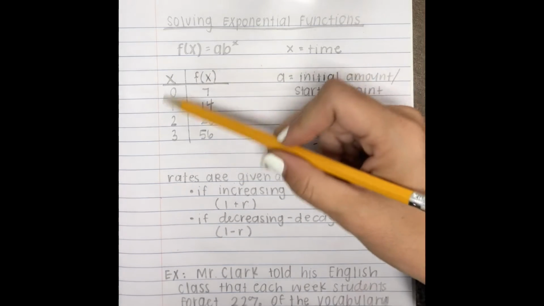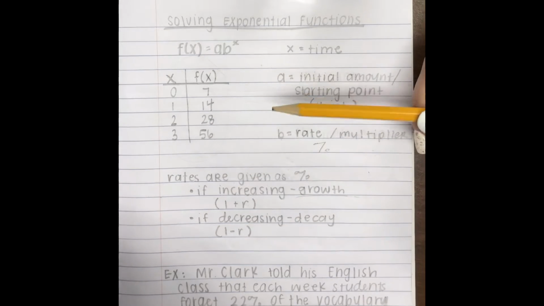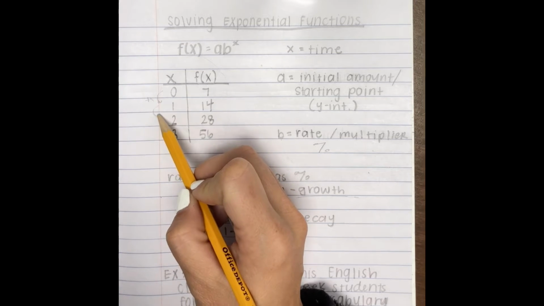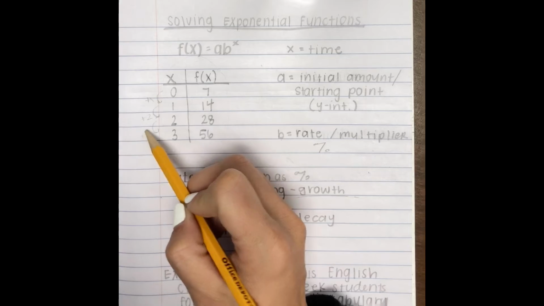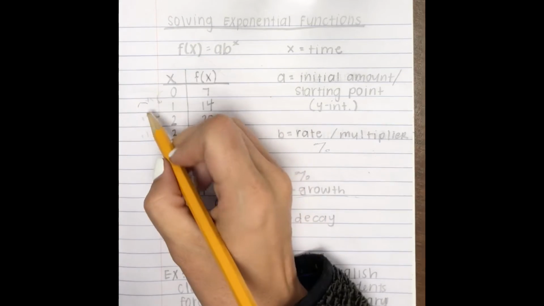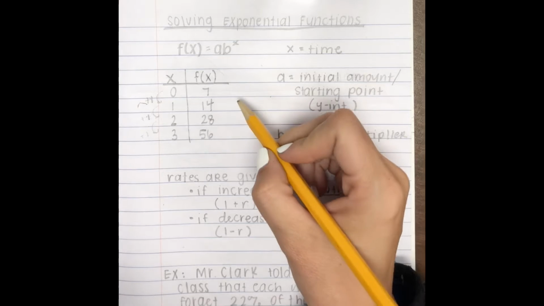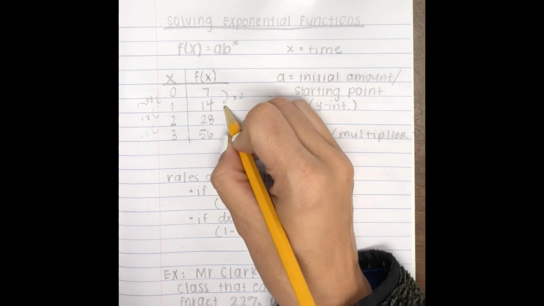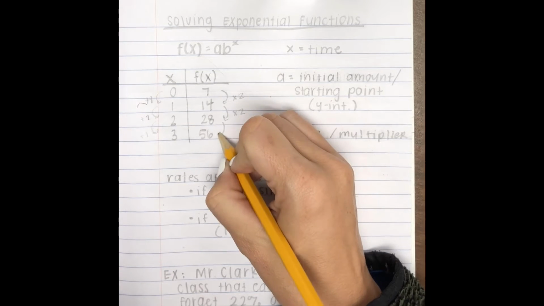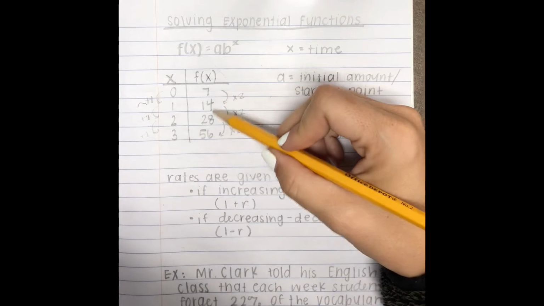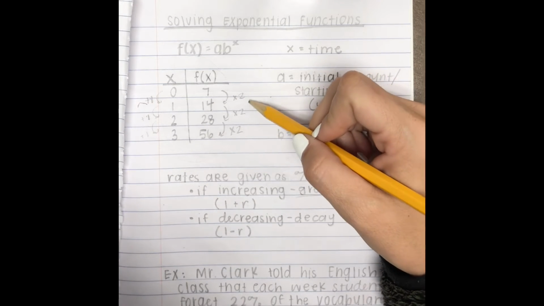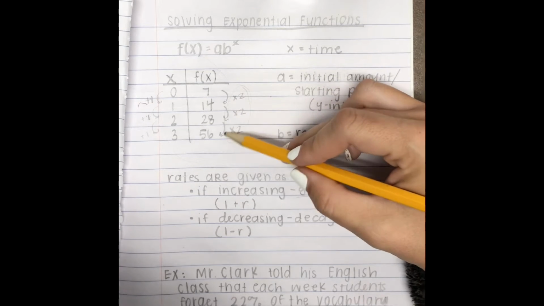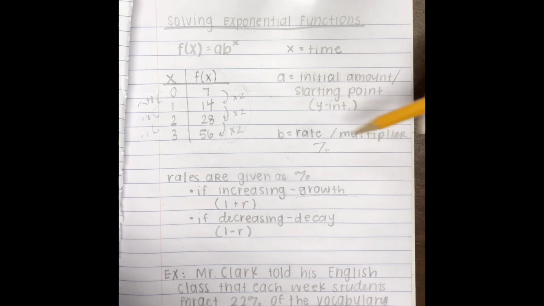Real quick, let's look at this table. I randomly gave us a table. Okay, so here x's are increasing by 1 each time. Oops, I meant to put plus 1. All right, so we're increasing by 1 each time, and then our y values are increasing at a rate of times 2 each time, right? So it's getting much bigger, much faster. This number would be your multiplier. That is what you're multiplying each term by to get the next one. That's your rate, okay?